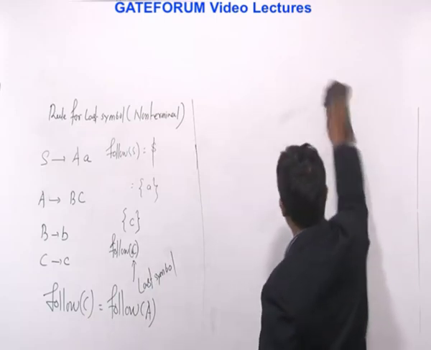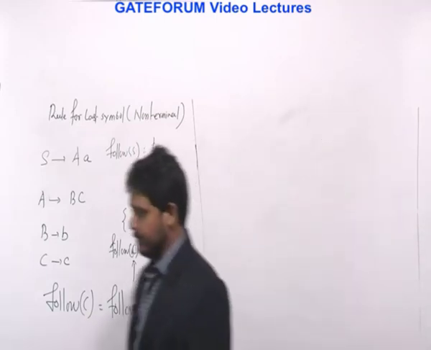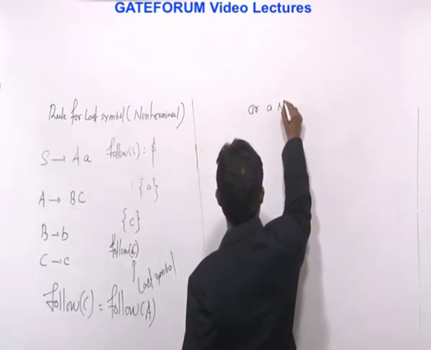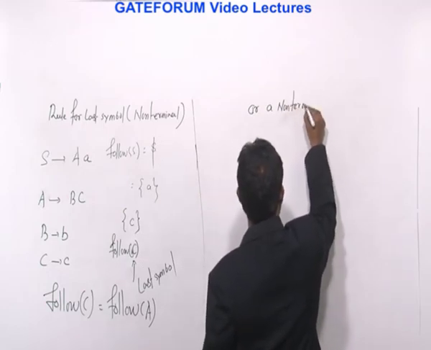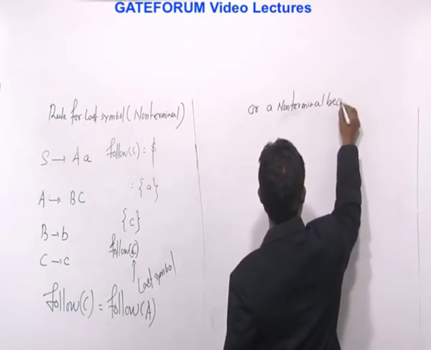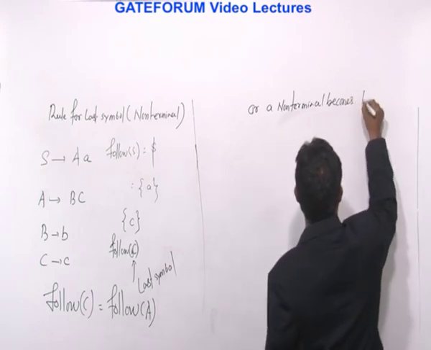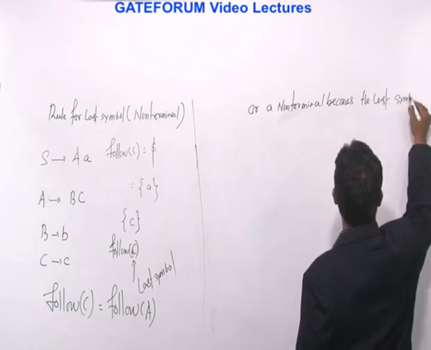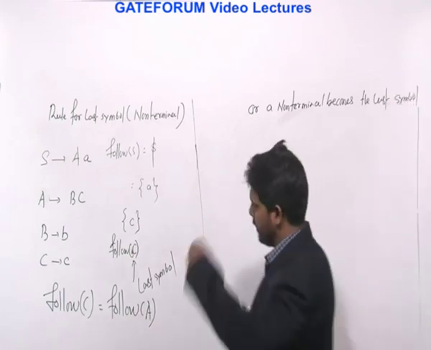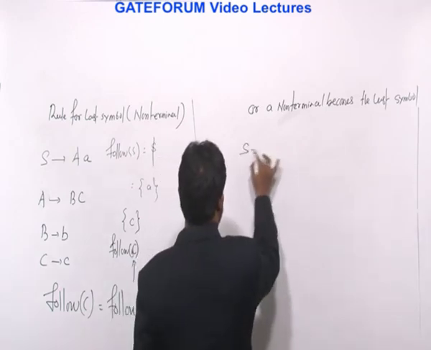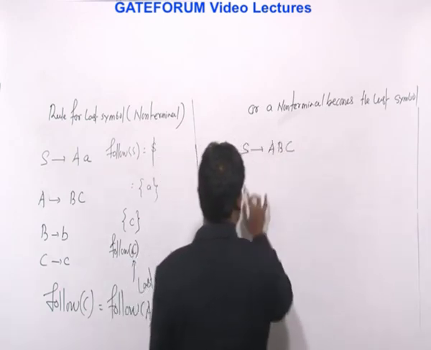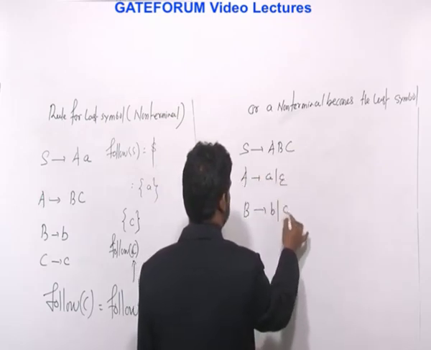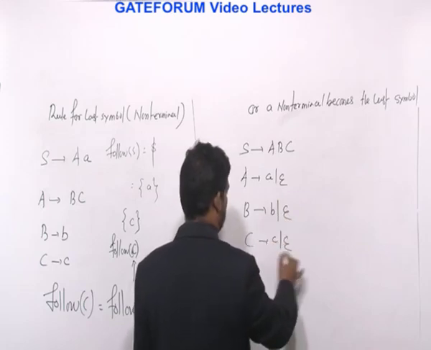Now, if a non-terminal becomes the last symbol, is it possible that a symbol becomes the last symbol? Yes, it is possible because of derivation of epsilon. Now look at this: S derives A B C. A derives a or epsilon. B derives b or epsilon. C derives small c or epsilon. Now look at this.